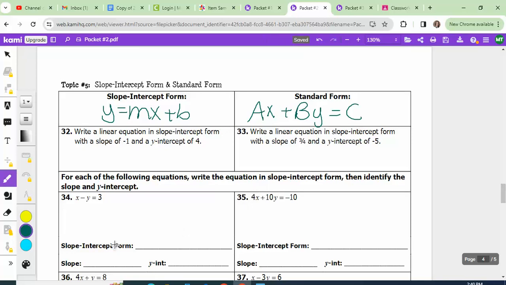So problem 32, if I said write the equation of the line with a slope of -1 and a y-intercept of 4. Slope is which variable? M. So my m is -1. The y-intercept is what variable? B. And that's our 4. So m is slope, b is the y-intercept.